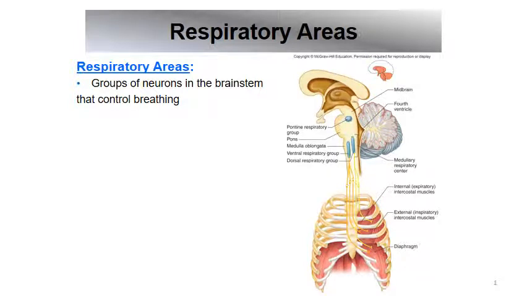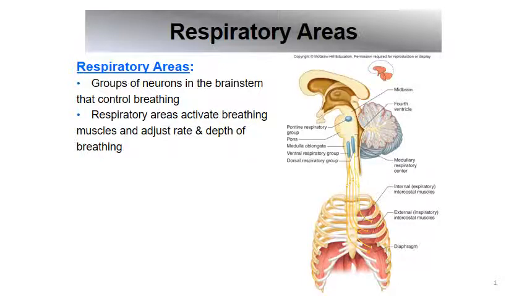Right, so now on to our second part of the respiratory system. This second part can be a little challenging to understand, but I will go through it in the lab as well. Over here, respiratory areas refers to neurons in our brain that control breathing. That's really what the second part of this chapter is about.